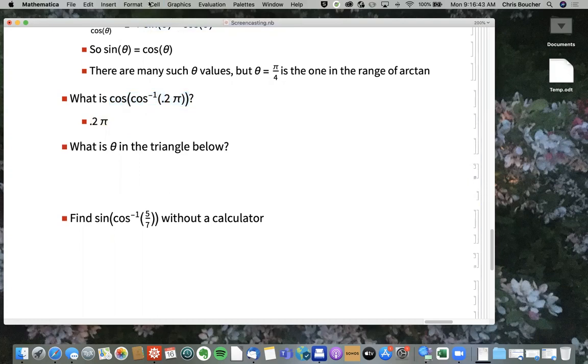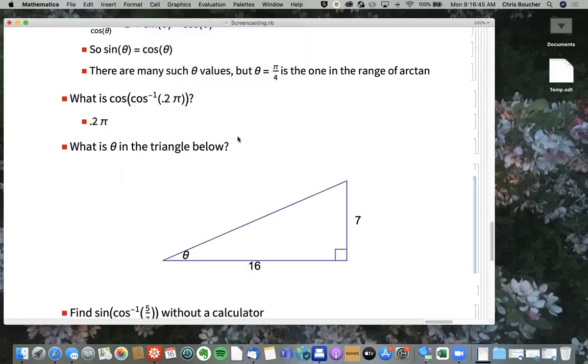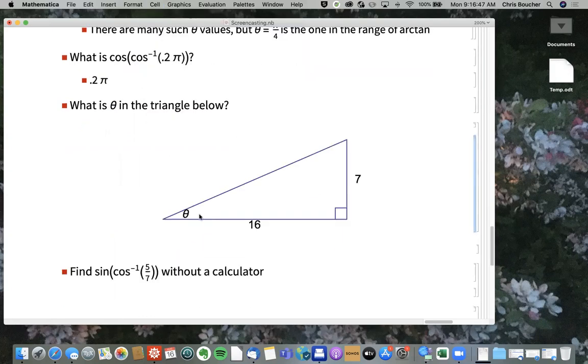Okay, how about this: here is a triangle, and you can see I've marked an angle and a couple of sides, and I want to know what the angle is, right? So I want to know what theta is. Now we could easily find the other side using the Pythagorean theorem. That's not really necessary here, but you could certainly do that if you wanted to. Instead, to find theta, I'm going to use a little bit of trigonometry.